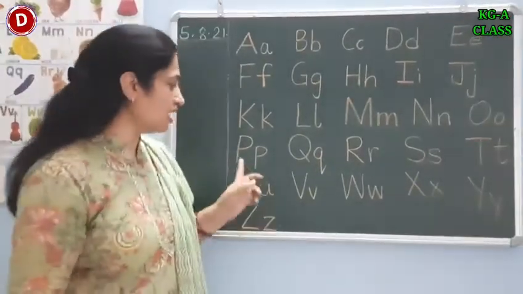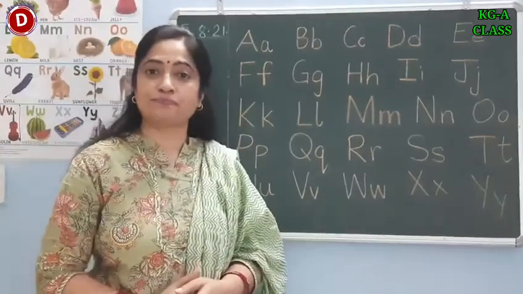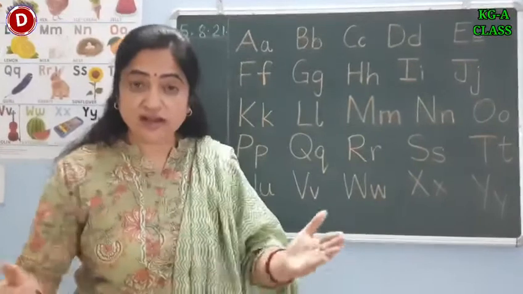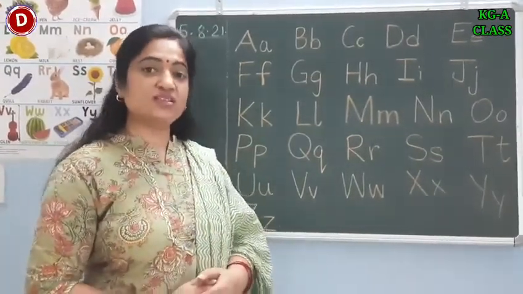After O, children, comes P. This is capital P and this is small p. P says puff. Puff of the candle on the pink cake. Puff. So P says puff.